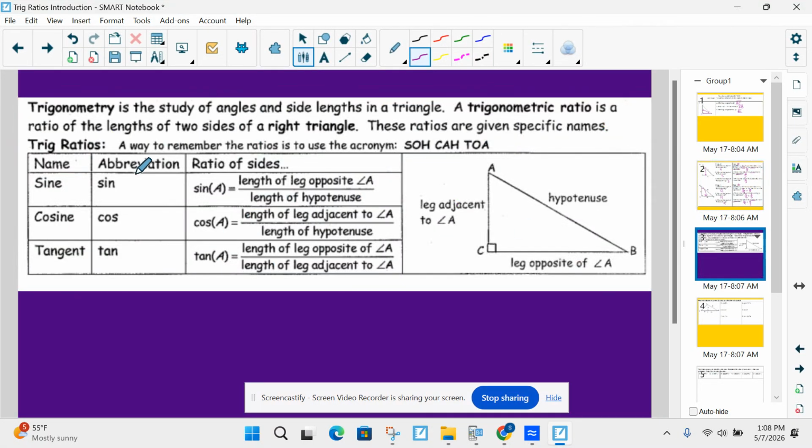So the summary of sine, cosine, and tangent is that sine is the opposite over the hypotenuse. Cosine is the adjacent leg over the hypotenuse, and tangent is the opposite leg over the adjacent. As long as you know this abbreviation, SOHCAHTOA, this mnemonic, you can remember these three trig ratios: sine, cosine, and tangent.